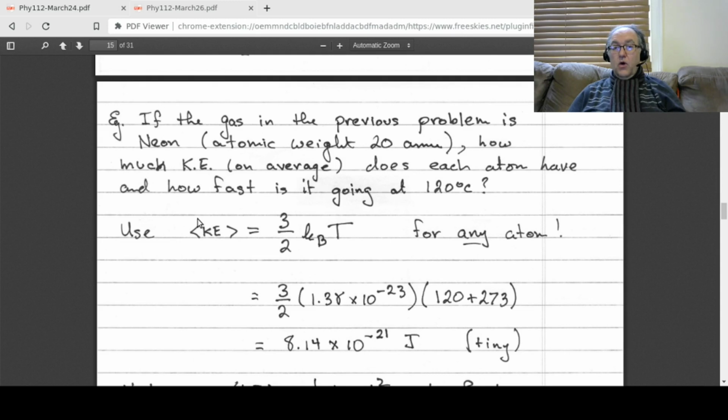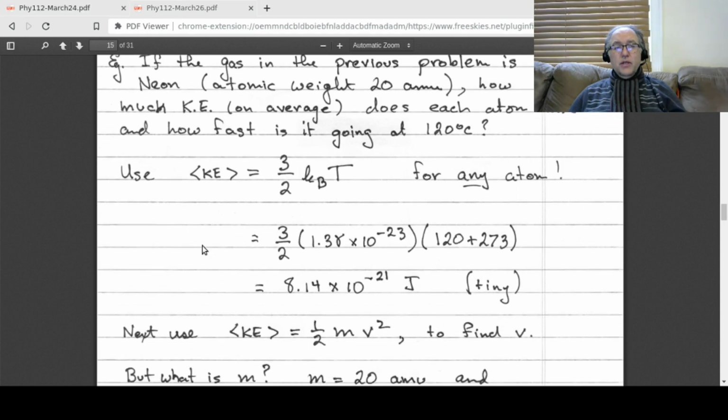All right, so you don't need the pressure, you don't need the volume. All you need is the temperature. So if I tell you the temperature, and I tell you the mass of any one particle in the gas, then you should immediately be able to tell me the average kinetic energy and the average speed at which the particles are moving around. Okay, so here we're going to use our equation that the average kinetic energy is equal to 3/2 K Boltzmann times T. Okay, and this is true for any atom.